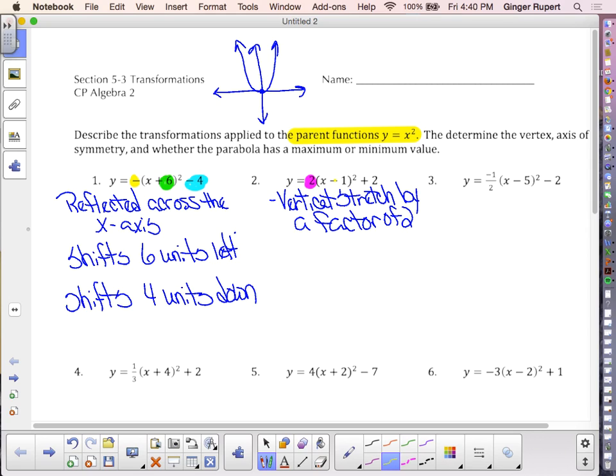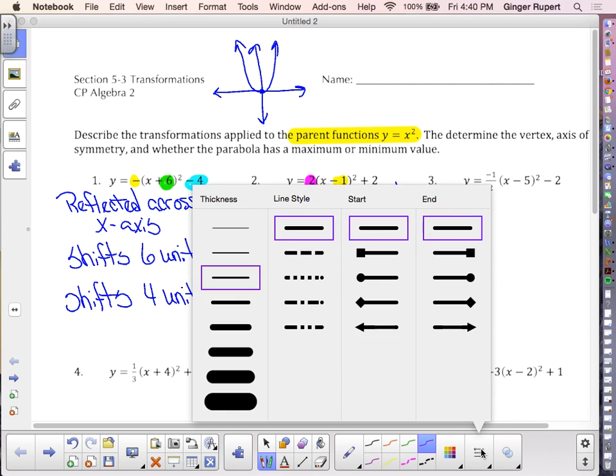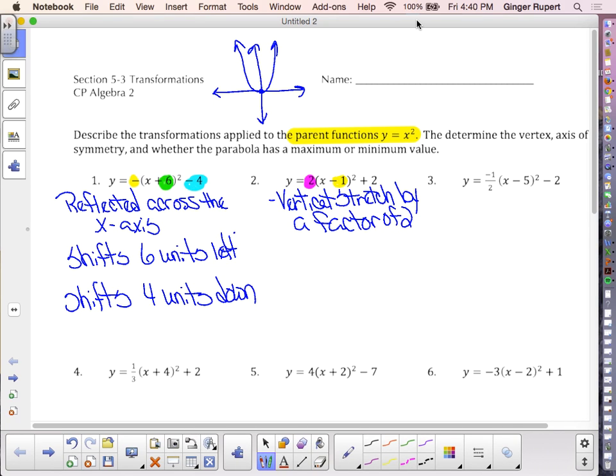Then I'm going to have the minus 1, which means I have a shift 1 unit to the right. Remember, the horizontal shifts left and right are opposite. Vertical shifts seem to make sense because when it's plus, it's going up, and when it's minus, it's going down. Then the last thing, with the plus 2, I have a shift up 2 units.